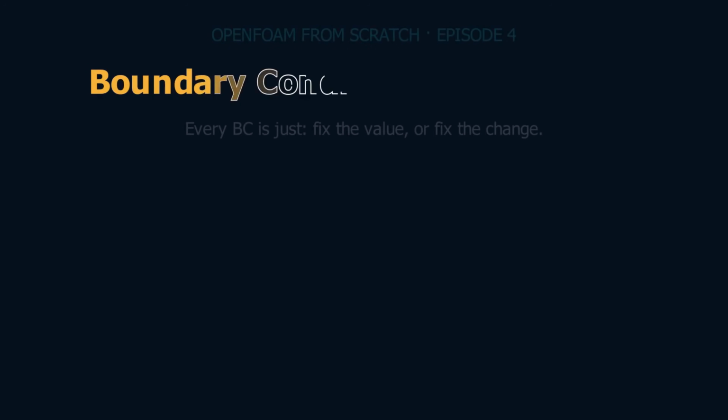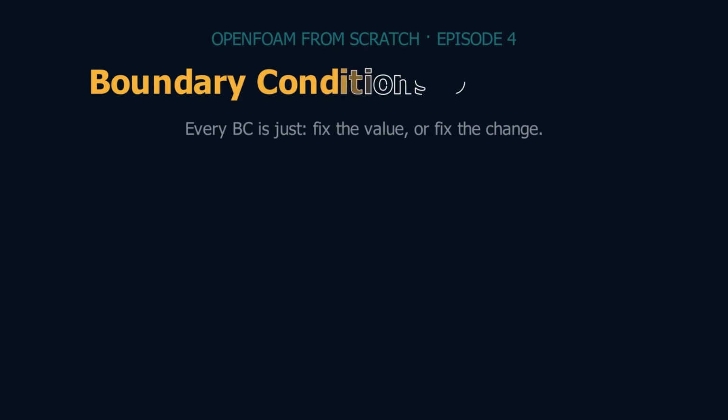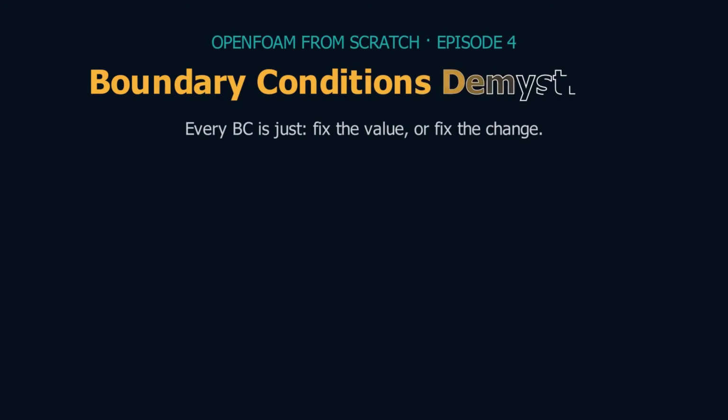Last episode we built a mesh and named its edges: moving wall, fixed walls. But naming an edge doesn't tell the fluid what to do there. Today we fix that. Boundary conditions intimidate people because they look like a long list of magic keywords. They're not. By the end of this, you'll see every one of them is a variation on just two ideas.